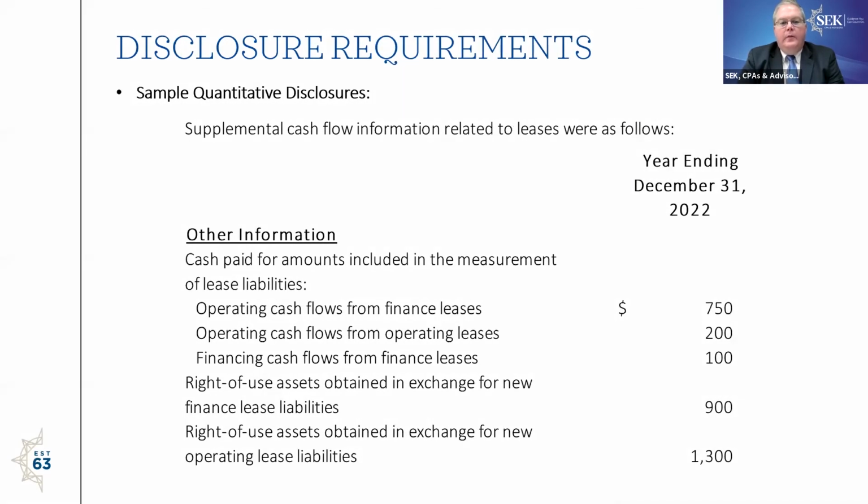The next one is supplemental cash flow information that's required to be disclosed. Again, you're going to have operating cash flows from financing leases, operating cash flows from operating leases, and financing cash flows from financing leases. So those are the cash flow pieces you need to show. You're also going to have to disclose the right of use assets you obtained in exchange for those new finance leases and for new operating leases. And again, you'll see they are broken out separately between finance and operating leases.